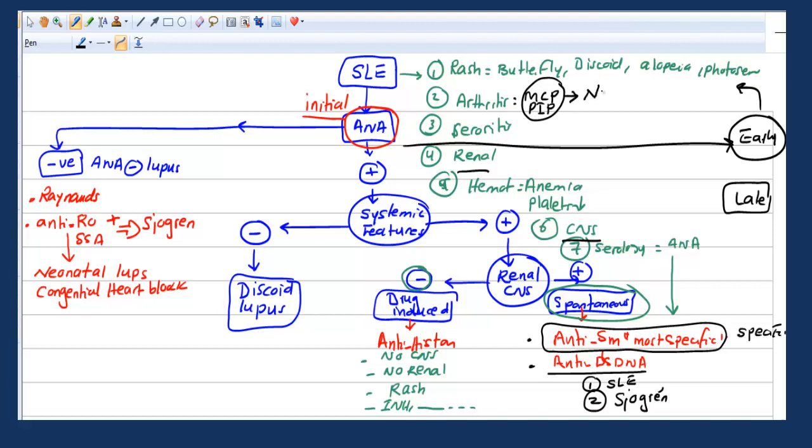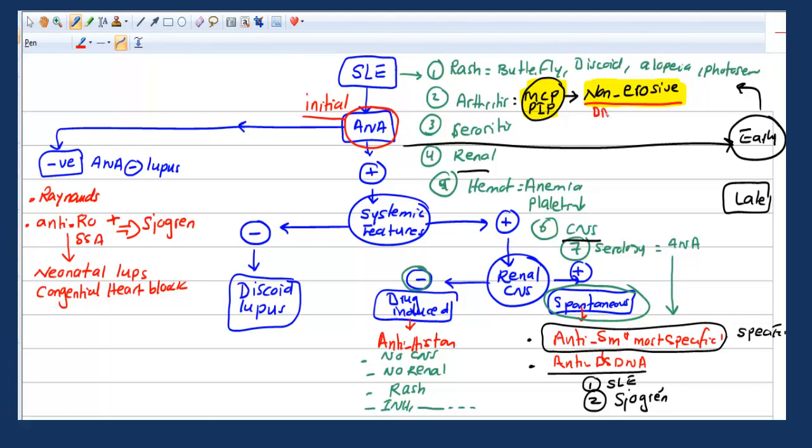This is, it's not severely affected, guys. It's non-erosive. And this is really big time, very high yield. Once you hear non-erosive arthritis, that represents SLE. Okay, guys, which is metacarpophalangeal joint, proximal interphalangeal joint. Now, I need another differential diagnosis of non-erosive metacarpophalangeal and proximal interphalangeal joint arthritis.